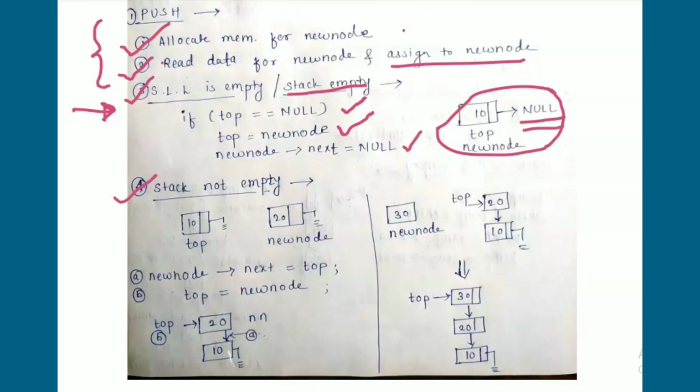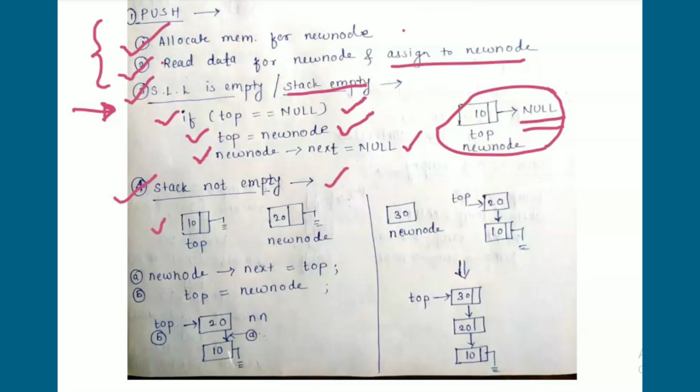So that was the second statement given, that is new node next equal to null. This was the case when your stack is empty. That means you are checking if top is equal to null. If top is null, you can say your stack is empty. So whatever data you are trying to insert, that new node becomes the new top of your stack and its next becomes null.